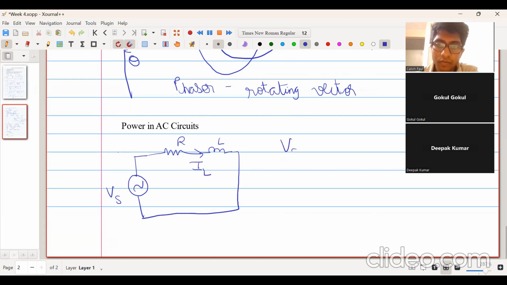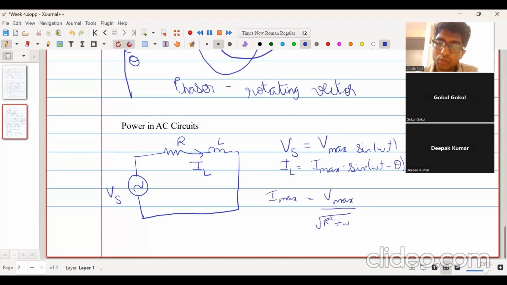Now Vs is given by V max into sine of omega t, and IL is given by I max into sine of omega t minus theta. So this is the expression of Vs and IL. Sir, I is equal to Vm by root R square plus omega square L square. Yeah, that's correct. So I max is actually V max upon square root of R square plus omega square L square.